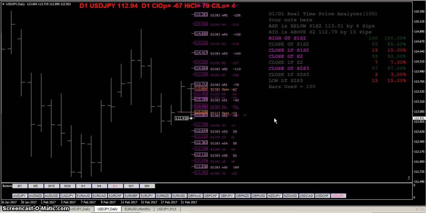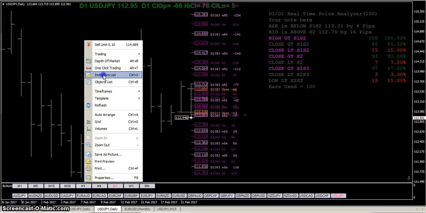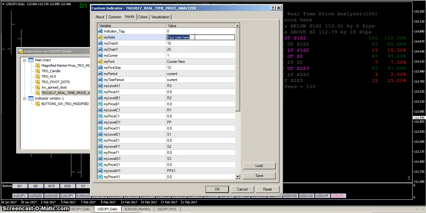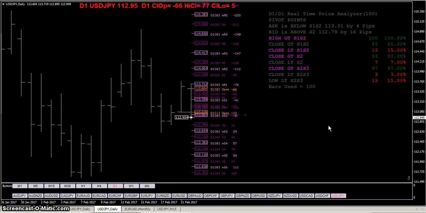So I hope that helps. Once again, in using this indicator, I'll be sending out these different templates. I'll probably put a note here saying, in fact, I can just do that now. Real-time price analyzer, your note here. I'll just say pivot point or pivot points. That way you can set up a bunch of templates and write yourself a little note.